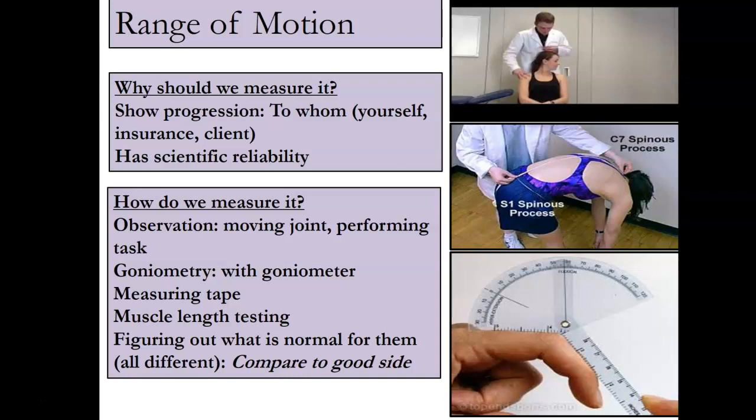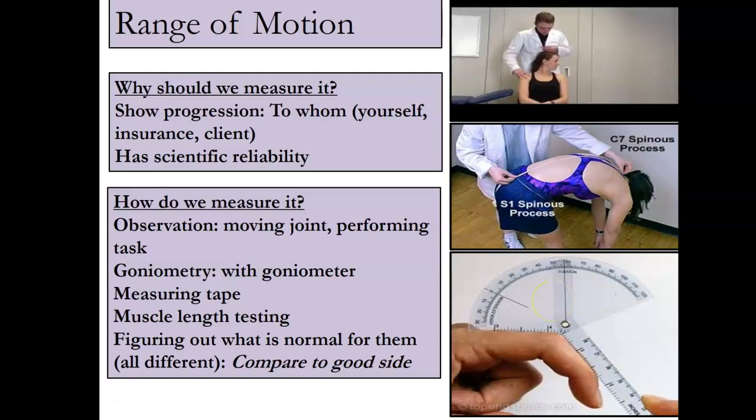How do you measure? You measure all kinds of different ways. We're going to be measuring a lot with the goniometer. This is a goniometer right here, kind of like a protractor. The axis goes right over the joint, and you're measuring how much that joint moves. Does it go all the way out fully, or is it constricted in some way?